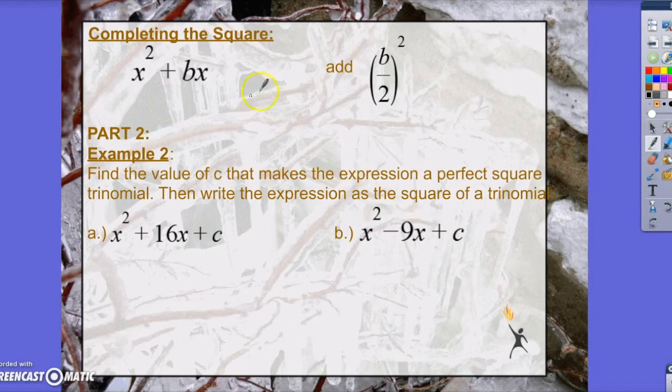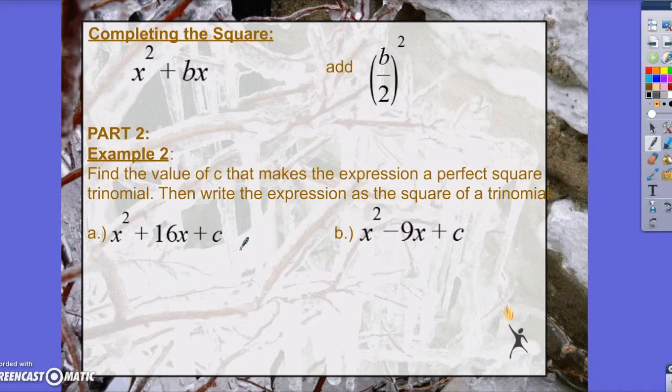Here we don't have a third term. We have x squared plus bx. There is no c. So we're going to actually find out what c is. It says add b divided by 2 quantity squared. All right? I'm going to show you guys how to do it. The b obviously is attached to the x, right? So part 2, we're going to find the c that we need for a perfect square trinomial.